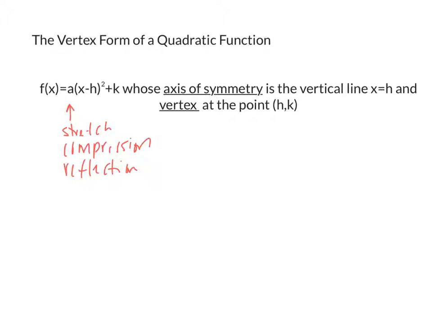Please forgive my stylus, it's just pretty bad. All right, so that's what A does. And then as a reminder, H is left and right, but it's opposite of what we think. So it's left and right, but it's opposite. And then the last one, K is just up and down.